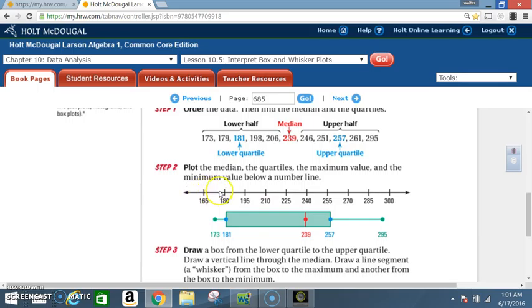After that, you plot your points below the line. You plot this point, plot that point, plot that point, plot that point, then plot that point. After that, you draw your box. After drawing your box, you draw a dash line or a line segment through the median of all the data. Then you make your whiskers. And that's why they call it a box and whisker plot.